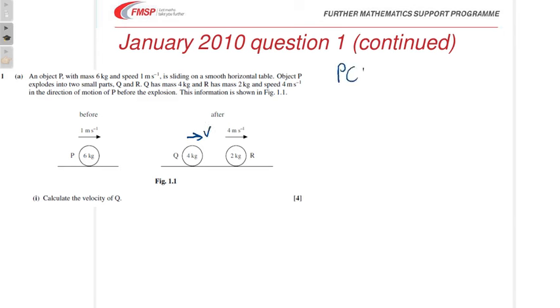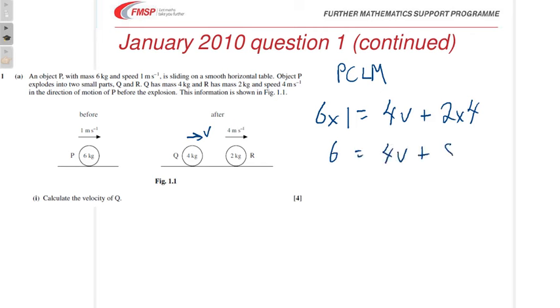And the usual principle of conservation of linear momentum. The momentum before, 6 times 1, will equal 4 times V plus 2 times 4. So we get 6 equals 4V plus 8. 4V equals minus 2, and V equals minus 0.5. The minus isn't a problem, it just means, probably as we expected, that the portion Q is moving to the left at 0.5 meters per second. Okay, that's the first part for 4 marks.